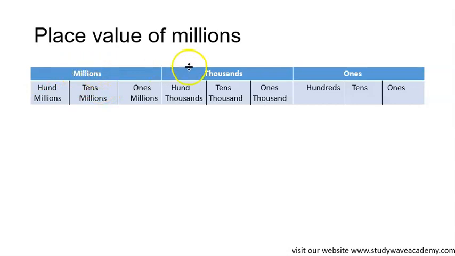We have the millions, thousands, and ones. Under the ones, we have ones, tens, and hundreds. And under the thousands, we have 100,000s, 10,000s, and 1,000s. Under millions, we have 100 millions, tens millions, and ones millions. So we're going to be looking at some examples to help us understand this better, okay? We're going to be using this system to place our numbers according to their value, according to their worth, okay?